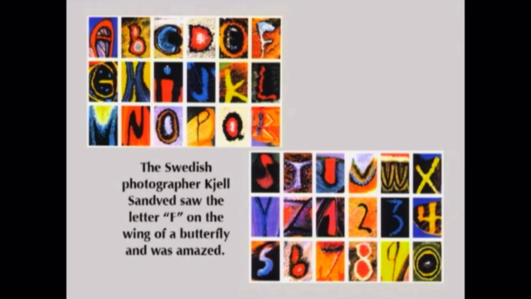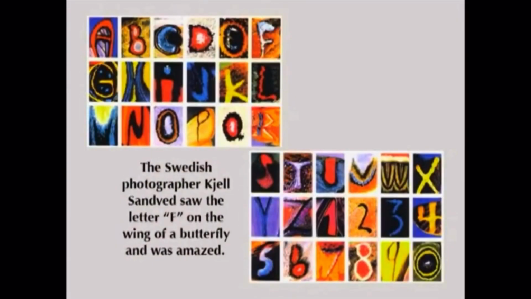Now let's have a few examples and we will make a decision, are we inside or outside of the definition domain of information. On this picture we see all the letters of our alphabet and also the numbers. The Swedish photographer Kjell Sandved was it. He saw the letter F on the wing of a butterfly and was amazed.